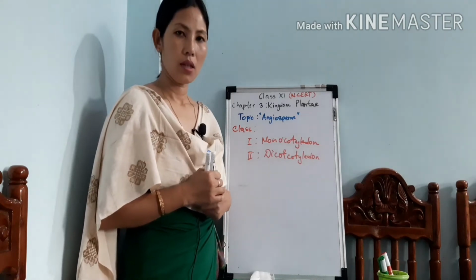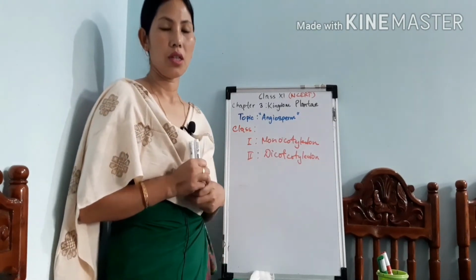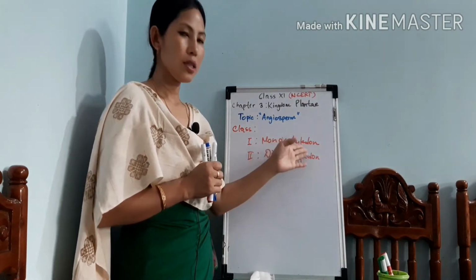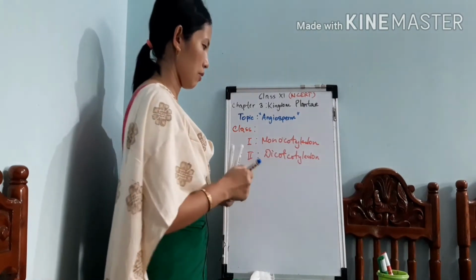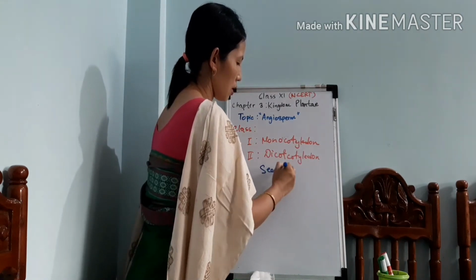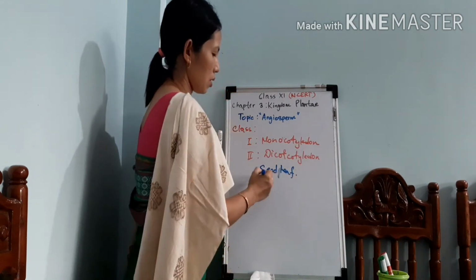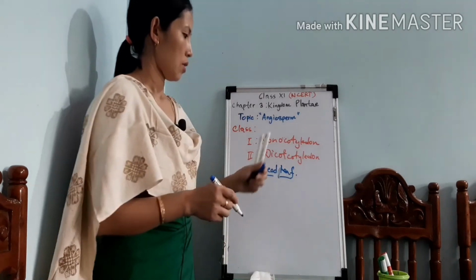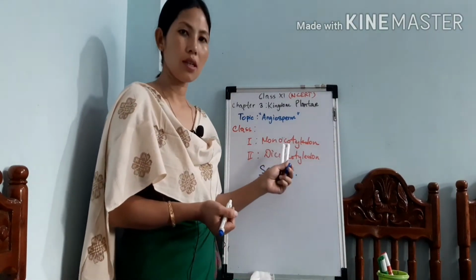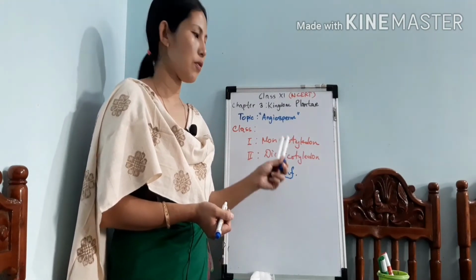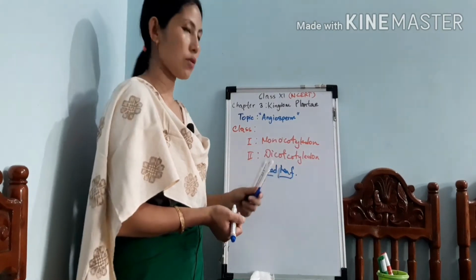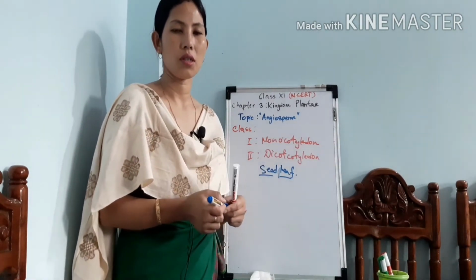So in case of their further division as monocot and dicot, here cotyledon means the seed leaf. So the seed leaf, or the future plant which is going to be, will have either a single seed leaf, or it will have a double seed leaf. So based on that, they are classified as monocotyledon and dicotyledon.